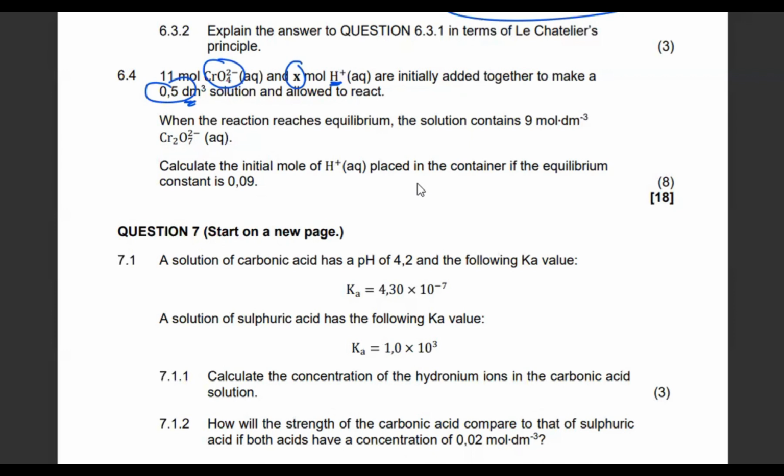They're saying that the solution is allowed to react. When the reaction reaches equilibrium, we found out that these moles, not mass, these moles of dichromate are there. And then it says calculate the pH, calculate the moles of the acid placed in the container, if the equilibrium constant is this.